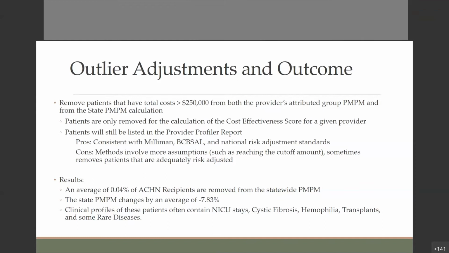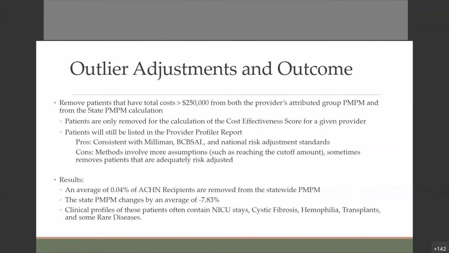And there's an average of 0.04% of the ACHN recipients removed from the statewide PMPM. So about 200 recipients per quarter. This statewide PMPM also changes by an average of negative 7.83%. So a state PMPM that would have previously been around $250 will now be $230. So that's something that you'll definitely be seeing in your reports, a lower state PMPM.